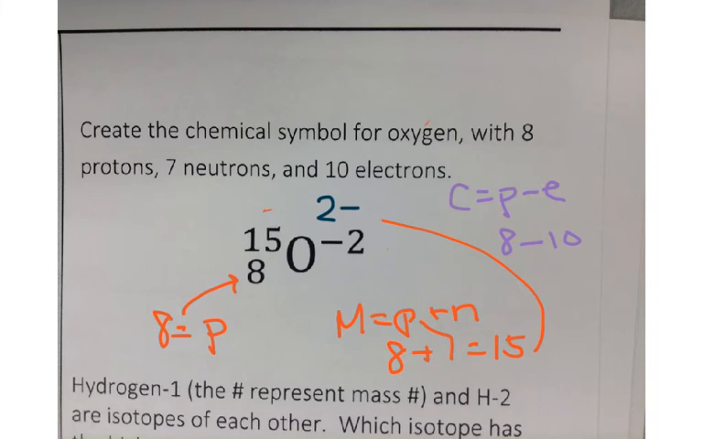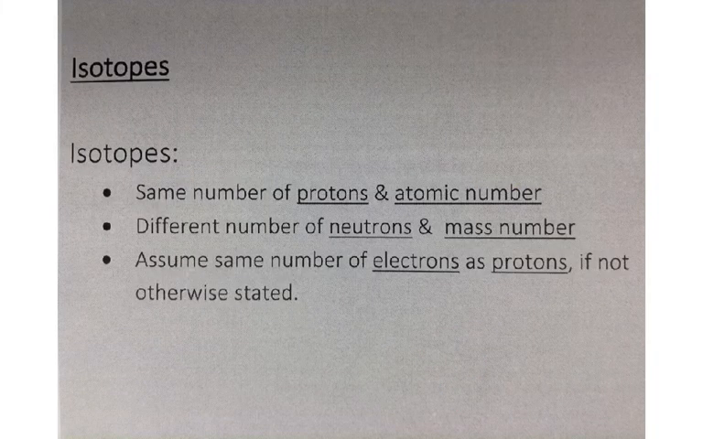Similar to the words atoms and ions, isotopes are also thrown out all the time in the chemistry world. And it's very important that you understand the differences between isotopes and ions and atoms.